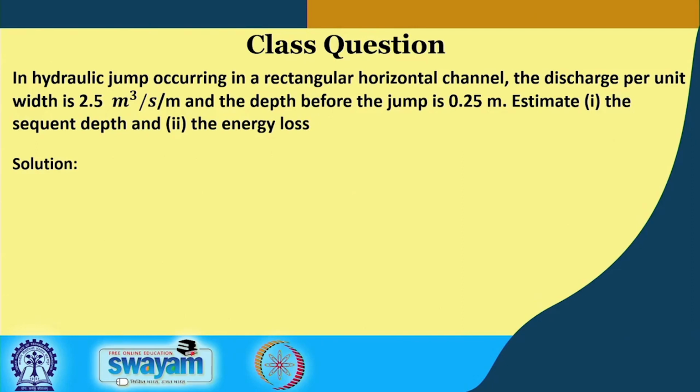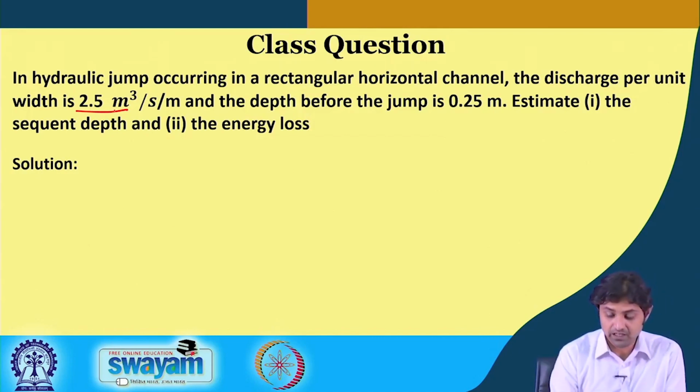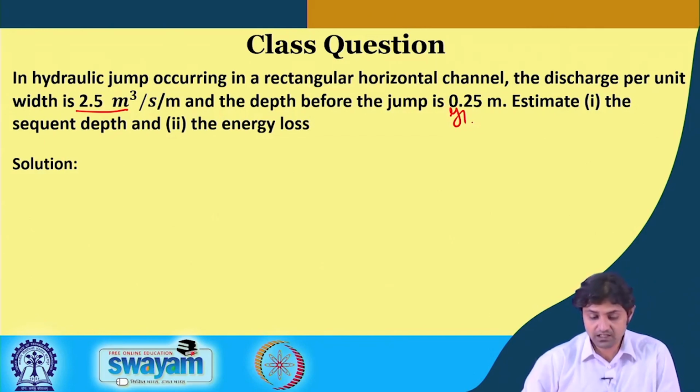So, the question is, in a hydraulic jump occurring in a rectangular horizontal channel, the discharge per unit width is 2.5 meter cube per second per meter. So, we have been given the discharge per unit width, small q, and we say that y1 we already know. Now, it is asking to estimate the sequent depth and the energy loss, all right.